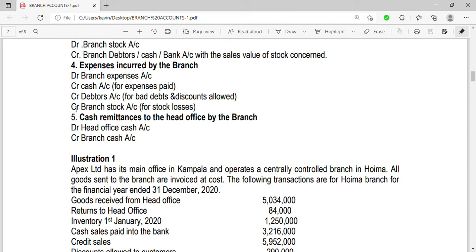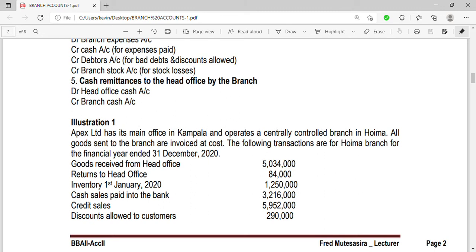Then we still credit the branch stock account for stock losses. For cash remittances to the head office by the branch, in case the branch sends cash to the head office, we debit the head office cash account and we credit the branch cash account.